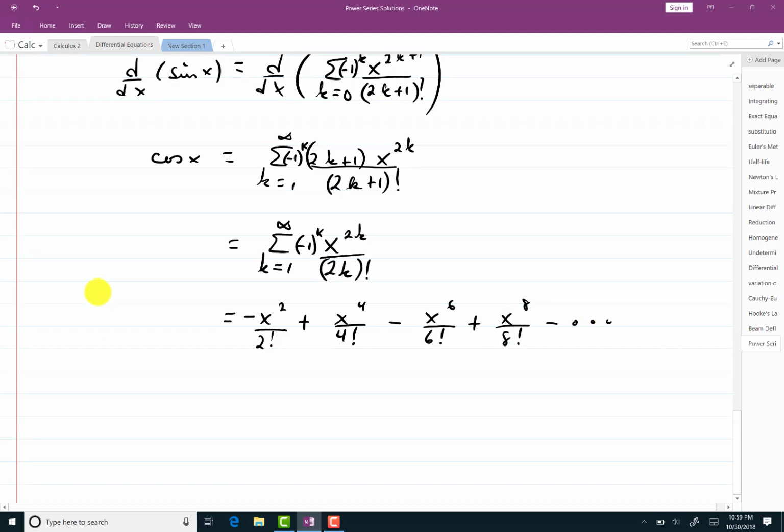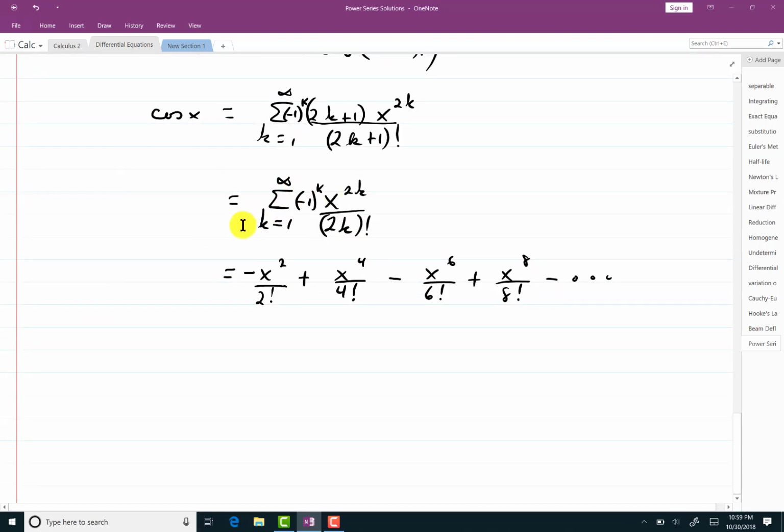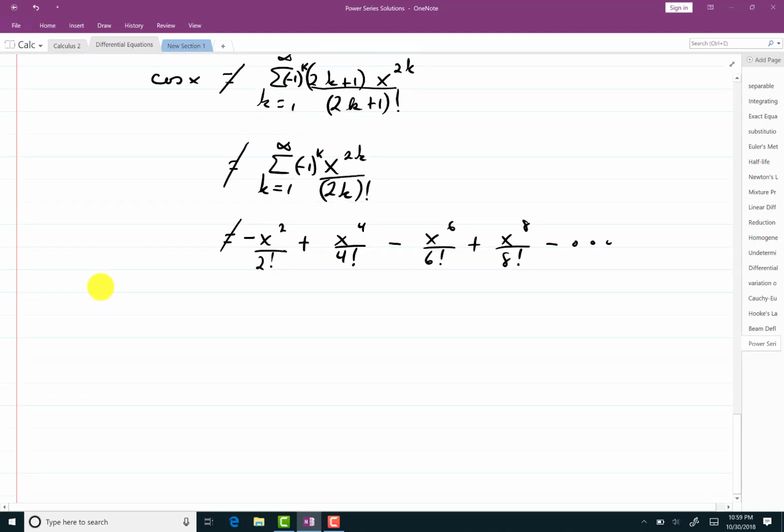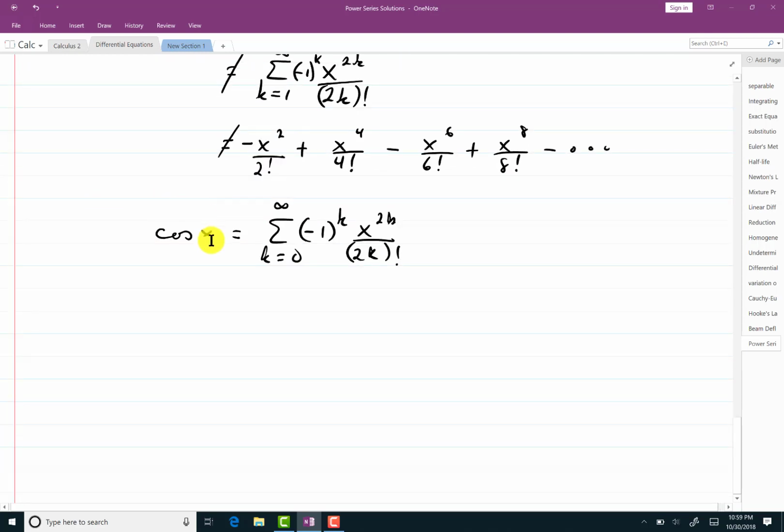Now, the problem with it is that cosine is not equal to this. The cosine series looks like this. That series starts when k equals 0 and goes off to infinity, negative 1 to the k, x to the 2k, all over 2k factorial. It is this series, except this series is missing the leading term. So what happened? Why couldn't I start at a 1? Well, it all has to do with the first term of sine is not constant.